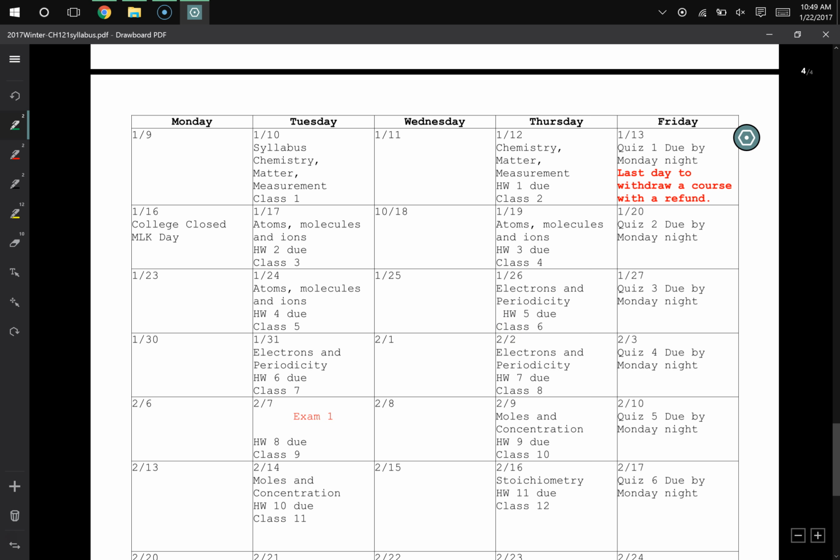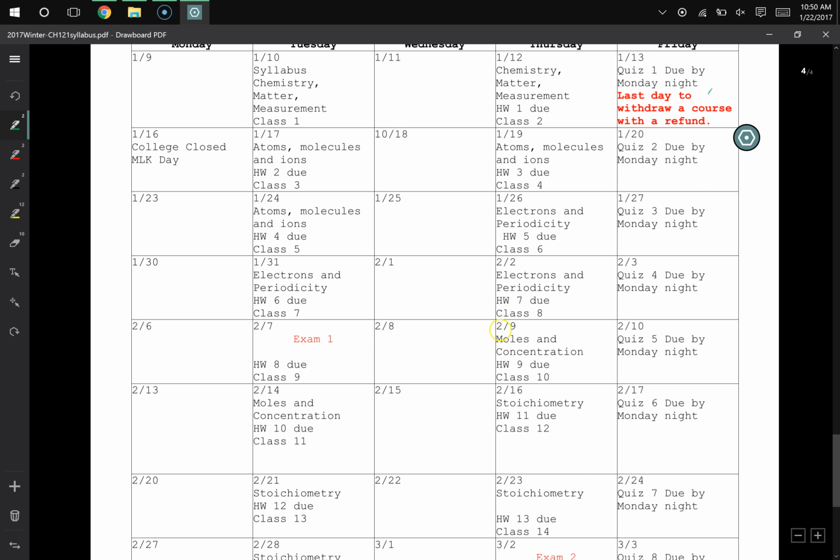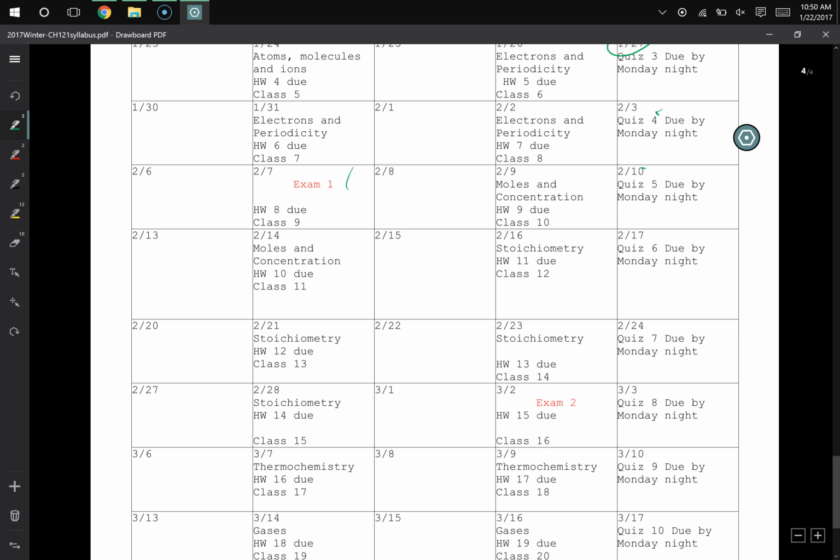So we're going to talk about chemistry and matter and measurements, and then we're going to talk about atoms and molecules. The Friday is the first day you can withdraw from the class and get your money back. I'm guessing they changed that to this Friday. And we're going to have to adjust the dates on the exams, obviously, because of missing the first 2 classes. Again, you'll have a quiz every weekend. We have homework every single day that you come to class. We're going to be going over that homework.